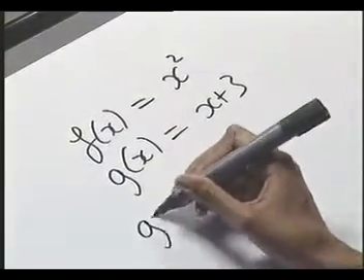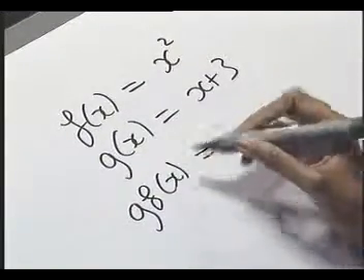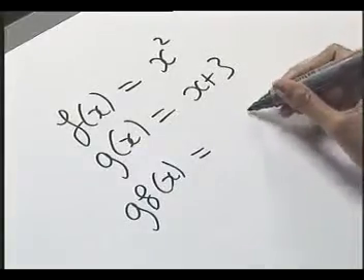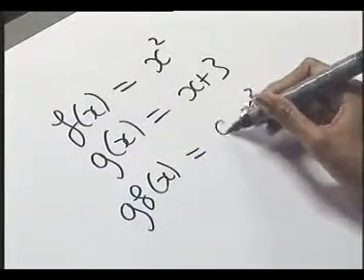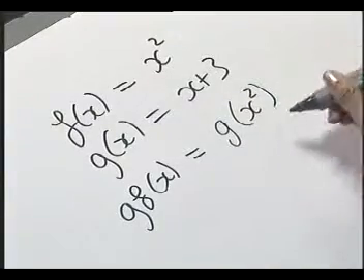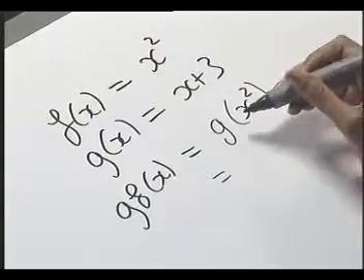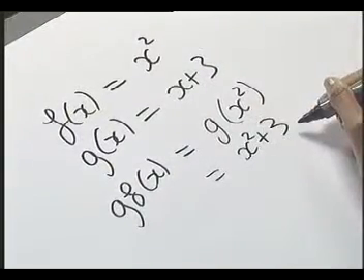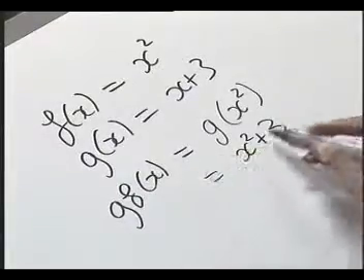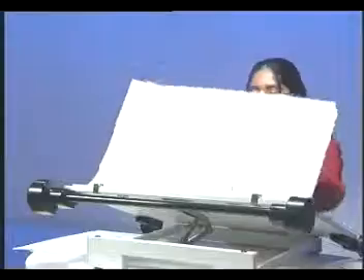then g f of x is given by, well, we do f of x first, and that's x squared, and then we apply g to the whole of that. Now, since g just adds 3 onto a number, g of x squared is x squared plus 3. So g f of x is x squared plus 3. Here's another example.